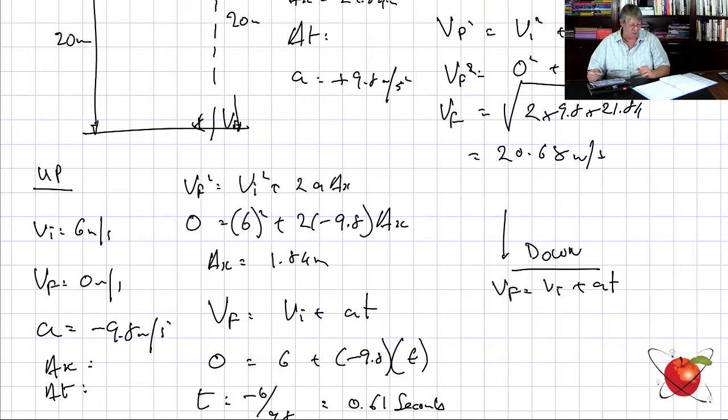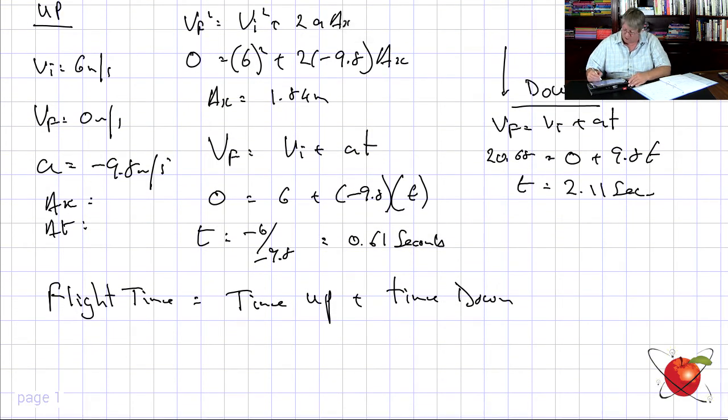Once again, we've got V final, V initial, we've got A, we've got delta X, we just have to find T. So for the down one, I'm just going to continue over here. This is my down. On the down one, we're saying that V final equals V initial plus AT. I'm looking for T. V final is going to be 20.68. Let me just check. Yep. 20.68 is equal to V initial was 0 plus 9.8 T. Therefore, time that it takes is going to be 2.11 seconds.